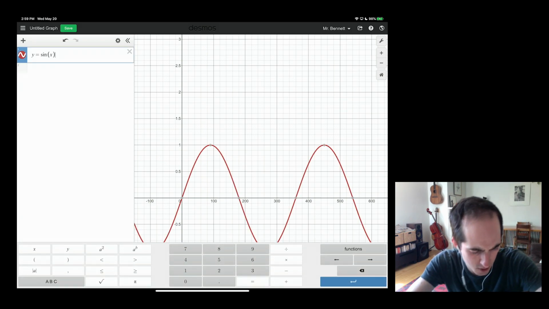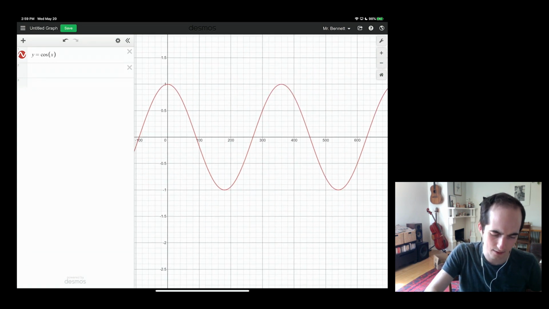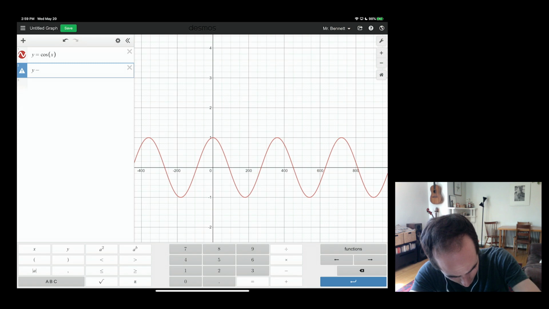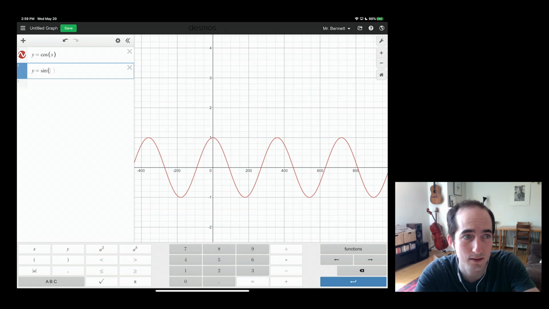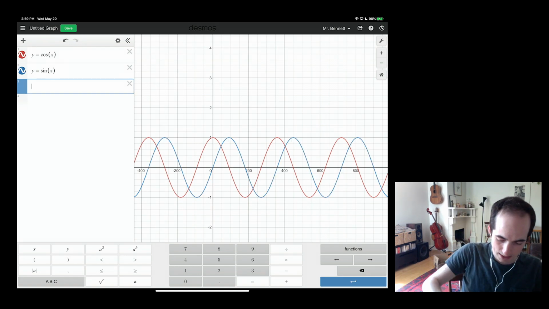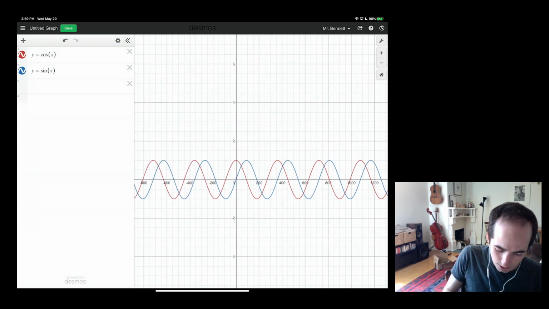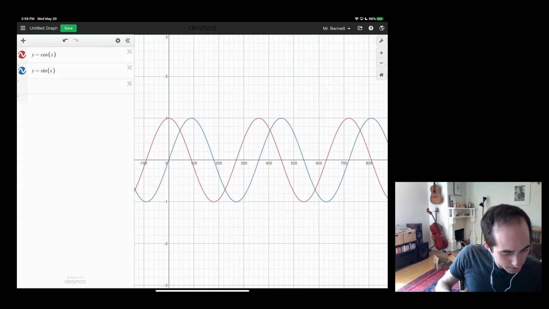And while we're at it, what about cos? Cos of x. Okay, it looks pretty much the same thing. Let's see what's different about it. Let's try y equals sine of x. Looks like it's the same function, just sort of shifted over, doesn't it? So we're going to look at the connections between these two functions.